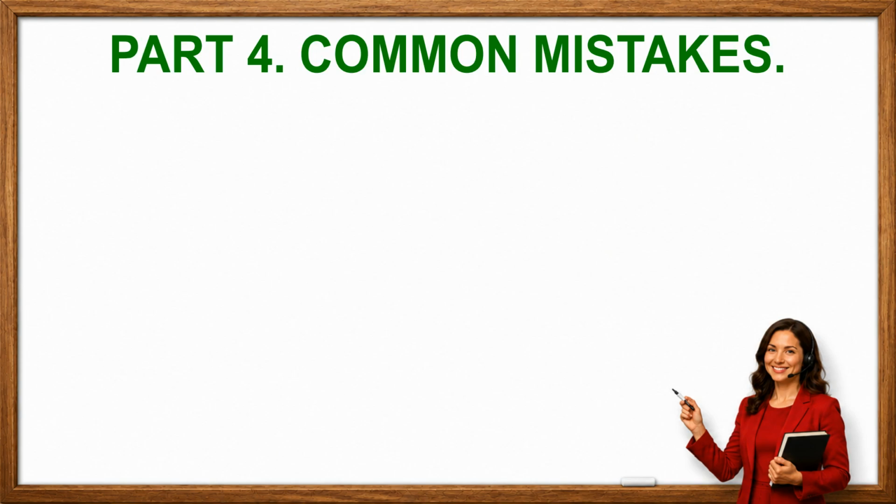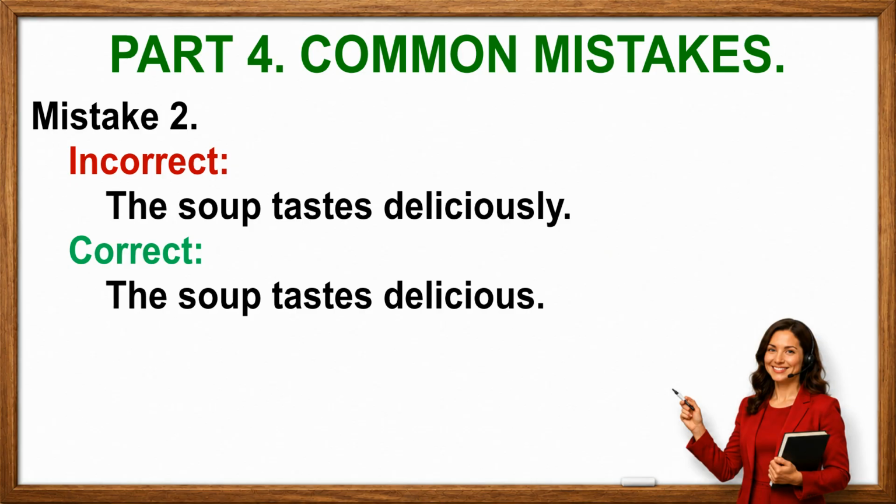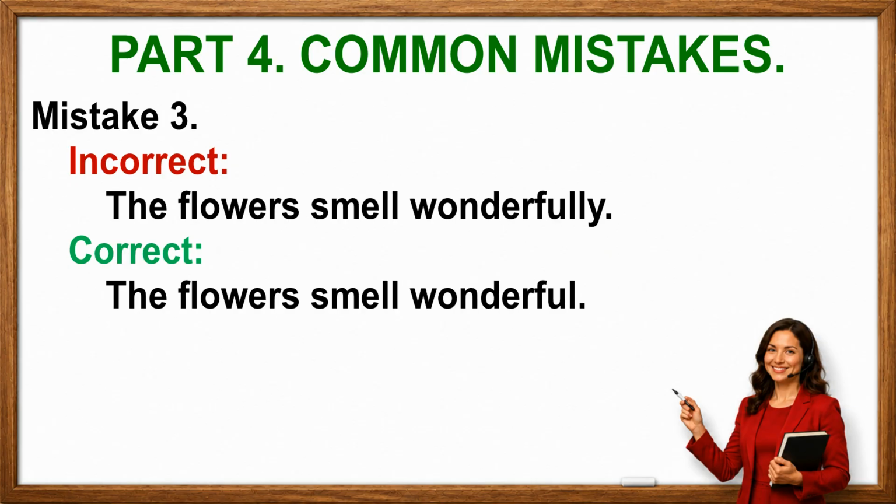Part 4. Common mistakes. Let's fix some common mistakes. Mistake 1. Incorrect. She looks happily. Correct. She looks happy. Why? Because happy describes her. We need an adjective. Mistake 2. Incorrect. The soup tastes deliciously. Correct. The soup tastes delicious. Again, use an adjective. Mistake 3. Incorrect. The flowers smell wonderfully. Correct. The flowers smell wonderful.